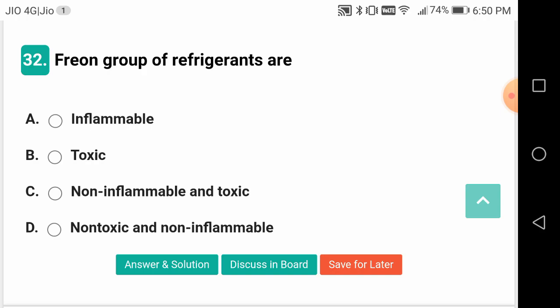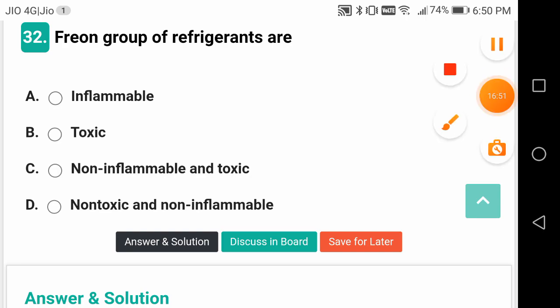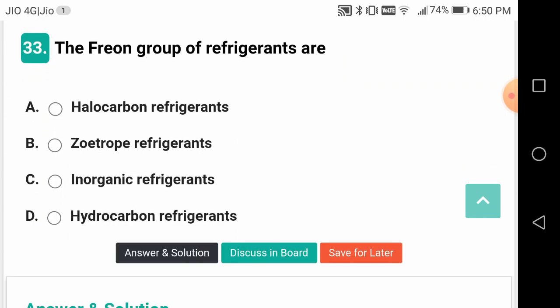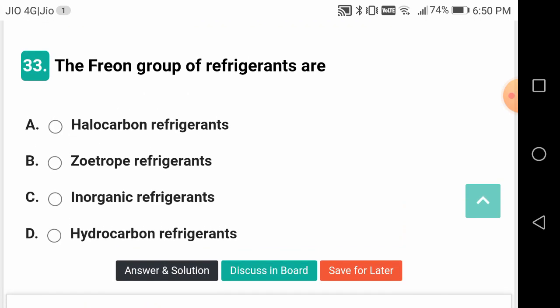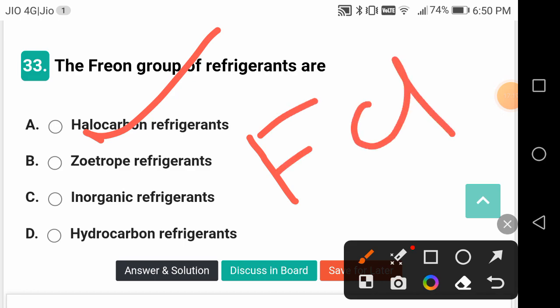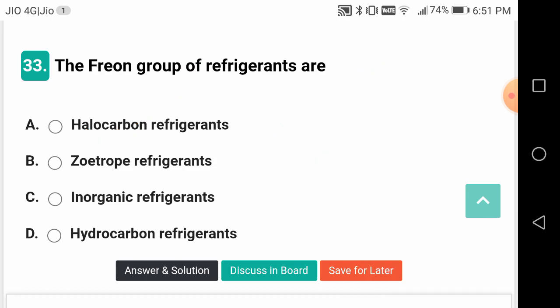Freon group of refrigerants: what are their characteristics? They are non-toxic and non-inflammable, which is very important. Inflammable means they catch fire very easily, and non-toxic means they are not going to be highly smelling. The Freon group of refrigerants, this is a good question, friends, are halogenated carbon refrigerants, that means chlorofluorocarbons. There will be carbon atoms, fluorine atoms, then chlorine atoms.